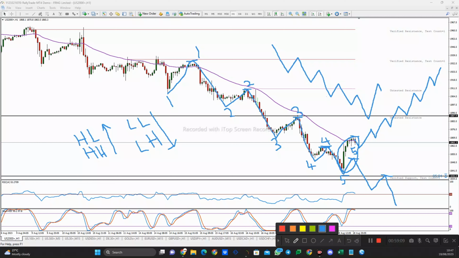Right, so let me continue. All right, so the first thing I do is to draw the closest resistance and the closest support.